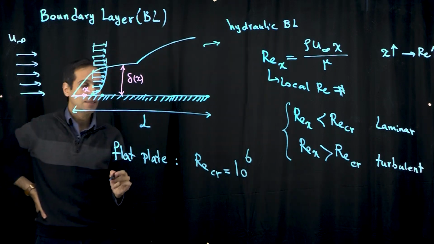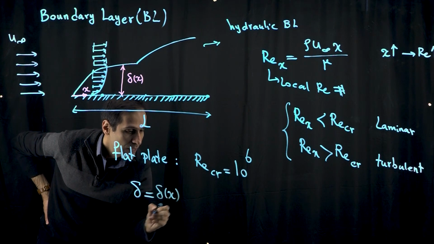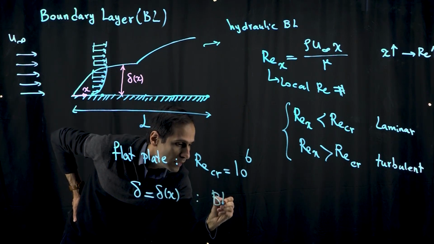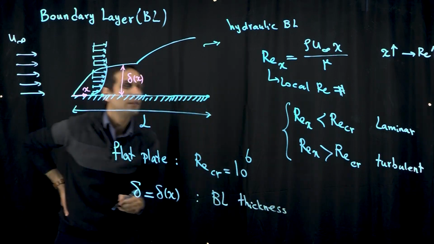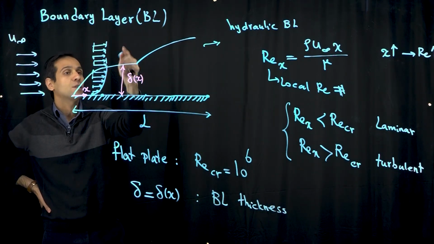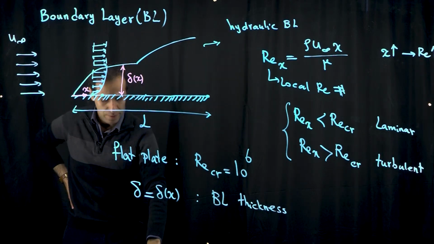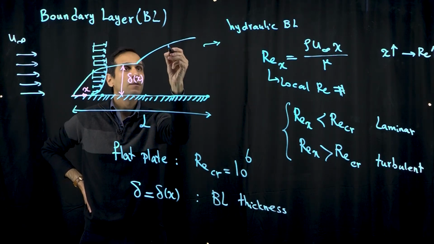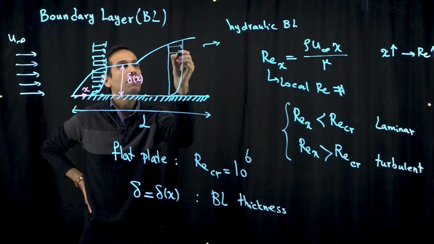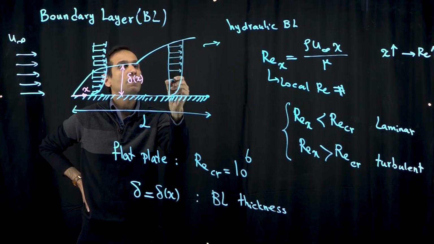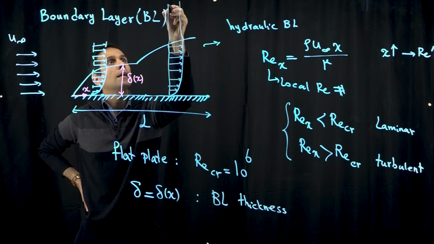And let me emphasize that delta is a function of x, which is called boundary layer thickness. It's part of the solution. We need to find delta at each section. So what happens is, when the flow becomes turbulent, for example here, we still have velocity evolution, and then here it's flat.